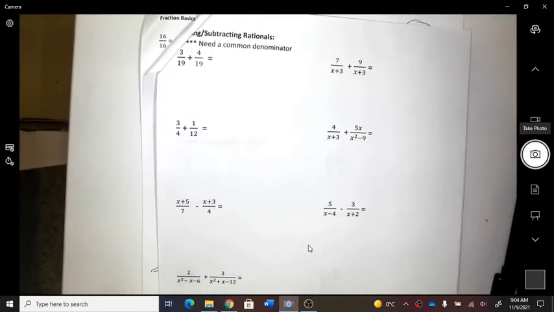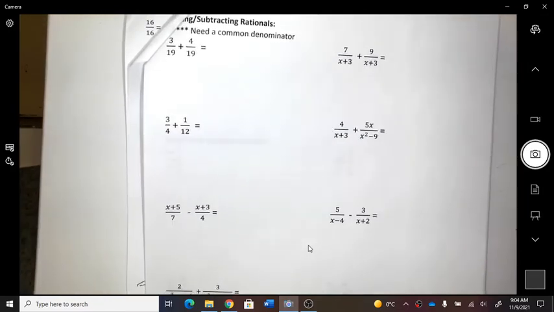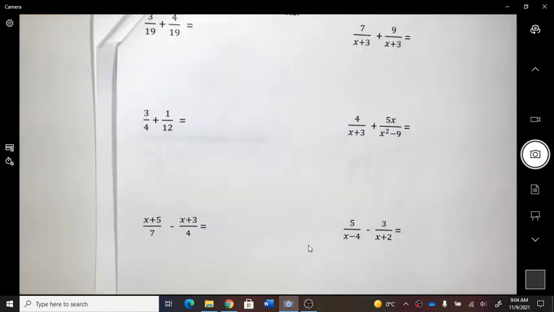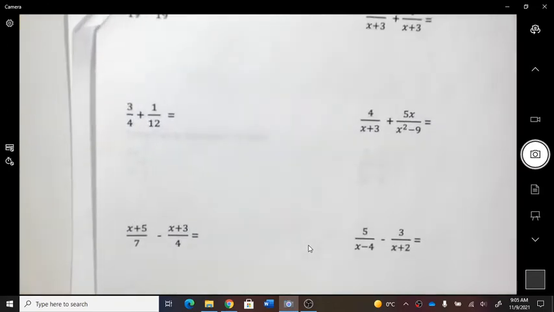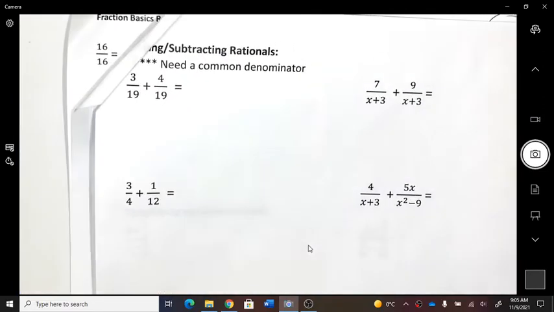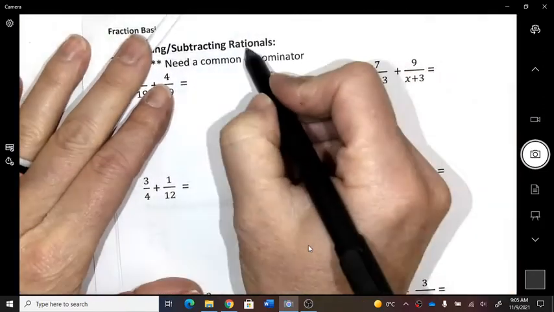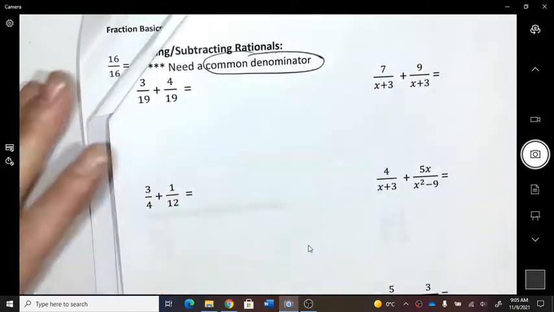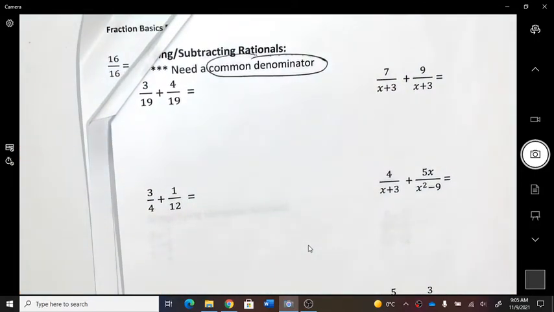Okay, it's kind of funny because normally adding is maybe easier than multiplying. But when we talk about fractions, I would say multiplying is easier than adding. Okay, so I've already talked about adding fractions, and the big idea is always to make sure we have the same bottom, same denominator.